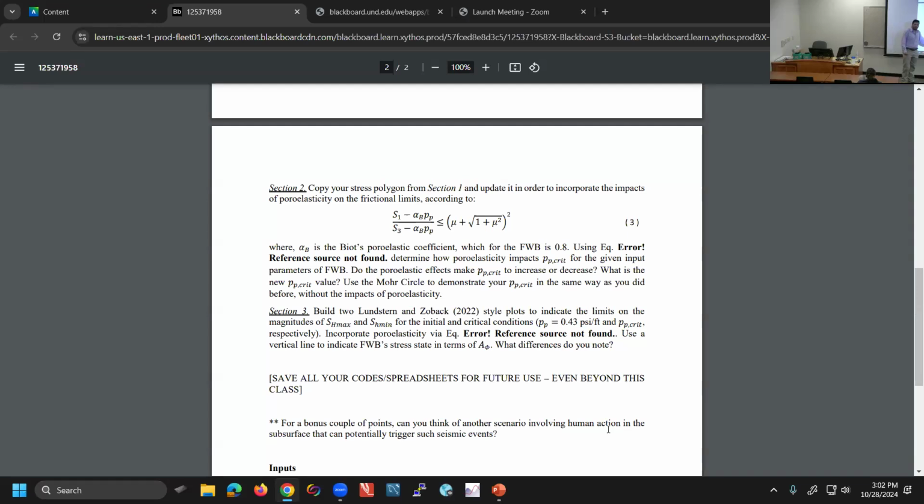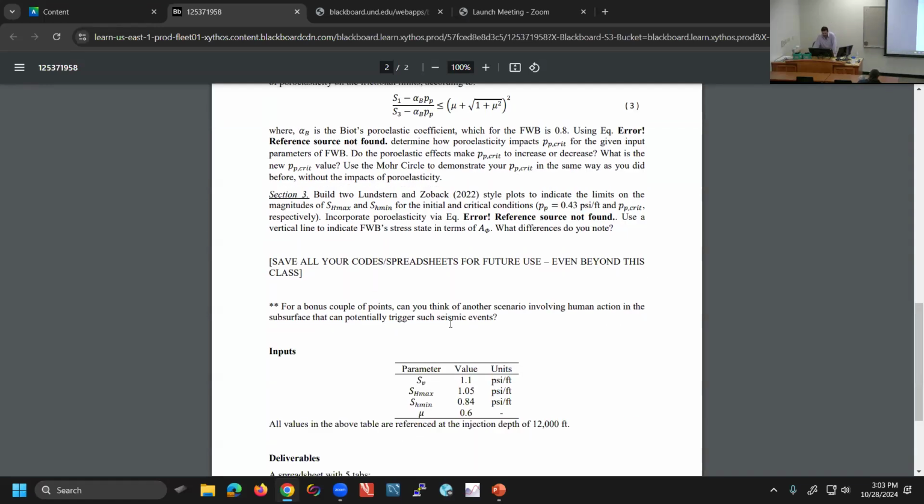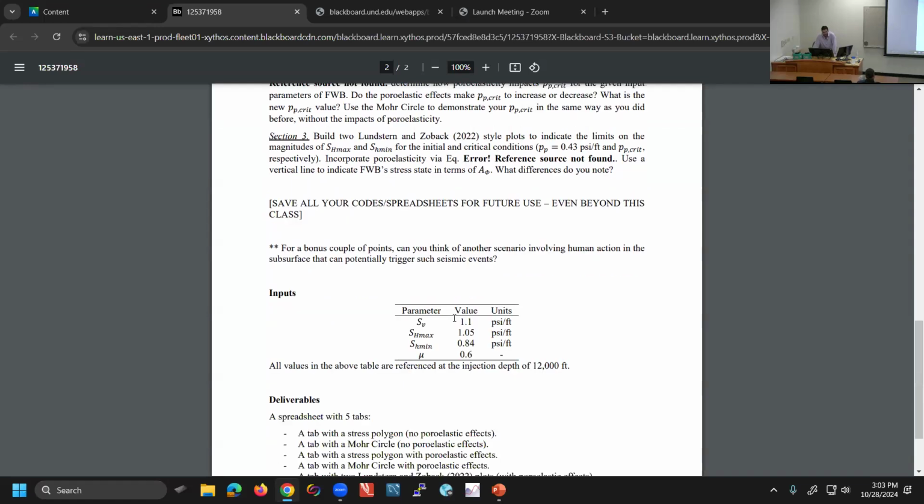For a bonus couple of points, since you guys did amazing in the first exam, can you think of another scenario involving human action in the subsurface that can potentially trigger such seismic events, something other than what we're discussing here, saltwater disposal? Let me know. I will ask Kalu how many extra points to give for this. Maybe a couple or something. Give us input.